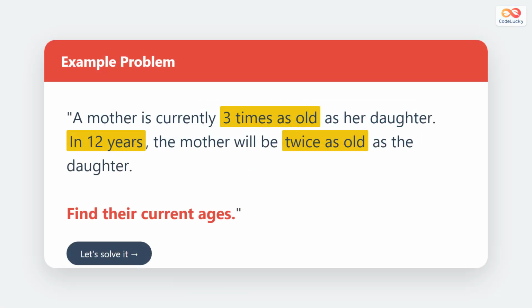Let us try a real example. The problem states, a mother is currently 3 times as old as her daughter. In 12 years, the mother will be twice as old as the daughter. We need to find their current ages. Notice the key phrases, 3 times as old and in 12 years.